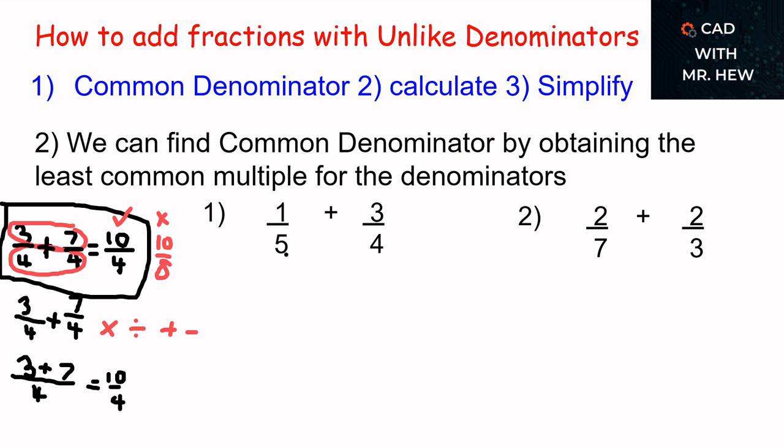But the denominator here is a 5 and the denominator here is a 4. And as we established at the beginning of the video, in order to add them, these need to be the same. So we need to either have a 5 here or a 4 there. So what we can do is find the common denominator by obtaining the least common multiple for the denominator.